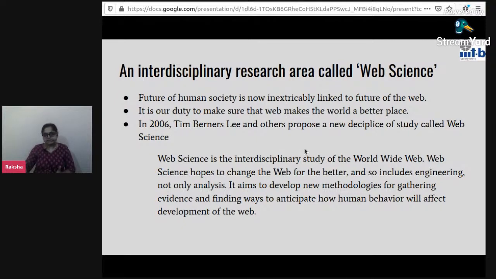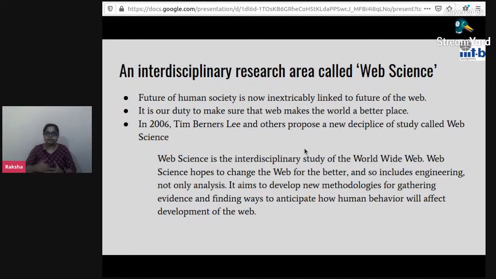So web science is basically an interdisciplinary domain. That means that the research methodologies that I was talking about can come from multiple domains. So the basic focus or the basic goal of web science is to study the World Wide Web. As simple as that. We just want to study the World Wide Web. It doesn't matter which aspect of the World Wide Web you are studying. Web science hopes to change the world for the better, and so includes engineering and not just analysis, right?